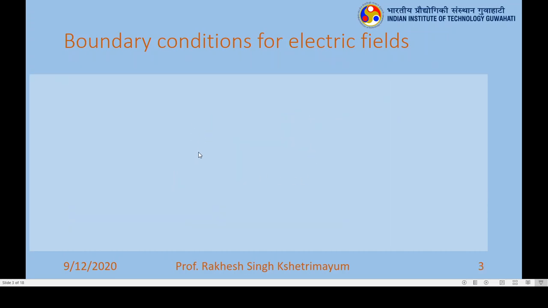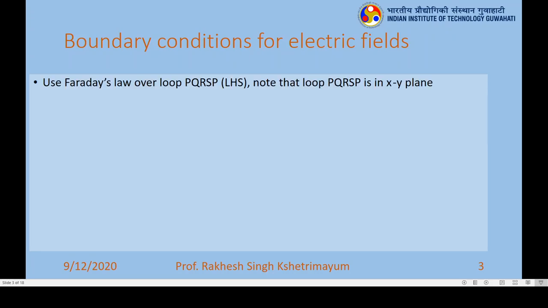In order to derive the boundary conditions, we need to apply Maxwell's equation. Here we'll consider Faraday's law over the loop PQRSP. So this is Faraday's law. You have the line integration here, E dot dl. On the right hand side you have a surface integration of del by del t of the magnetic flux density. Let's do the line integration on the left hand side first.